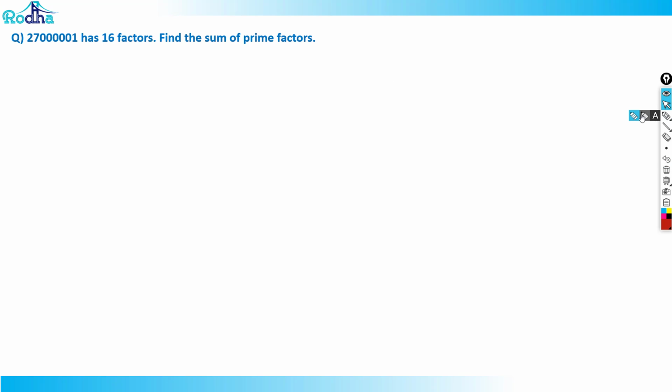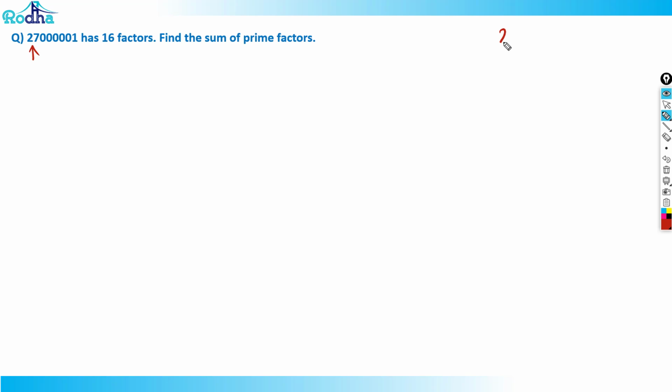This 27000 or 2751001 has 16 factors. Find the sum of prime factors, right? So actually, once you people will not get the starting point, but once you're trying to think over it, the biggest hint here is this 27.